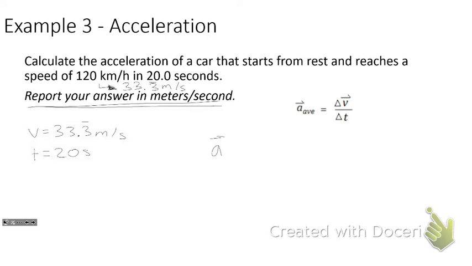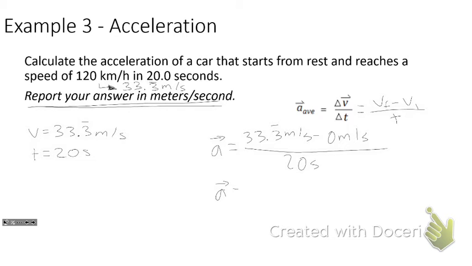So acceleration is equal to change in velocity. It was starting from rest, right? So Vf minus Vi over t. Our final velocity is 33.3 meters per second minus 0 meters per second, divided by our time, which is 20 seconds. So we punch those into our calculator, and you get something like 1.666666. That's what you guys get?